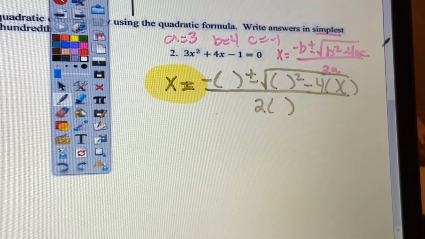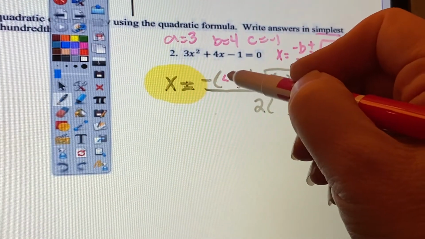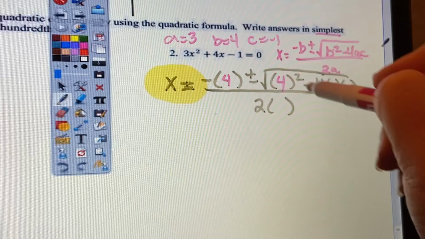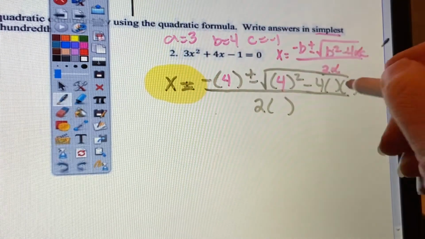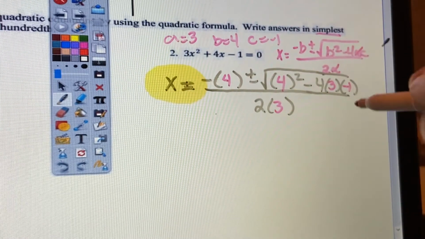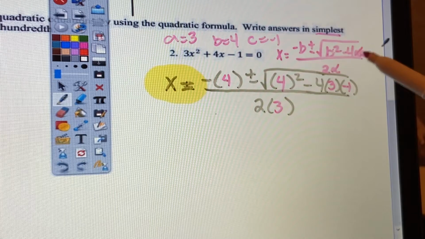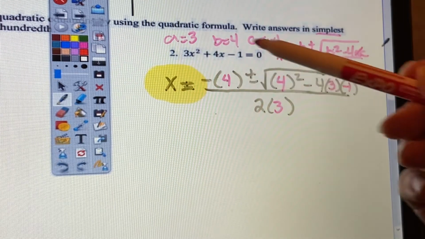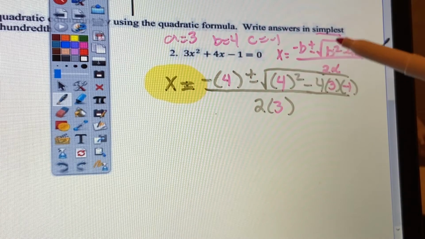We'll substitute our coefficients in. Remember, the b is first in this formula. B again. The a goes here and here. Our a was 3, so 3 here, 3 here. Our c is negative 1. So all I did was substitute the b, the a's, and the c in from this quadratic equation. That's an equation. This is the quadratic formula.